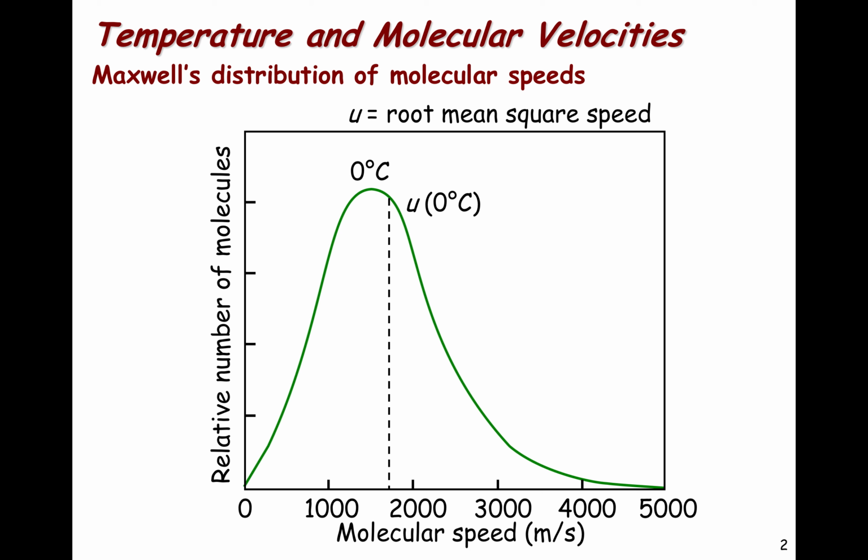If we go to some higher temperature, for 500 degrees Celsius, the distribution flattens out a little bit, but you see that the maximum number of molecules has moved to a higher molecular speed. And if we calculate our root mean square speed at this temperature, obviously the root mean square speed has gone to a higher speed.